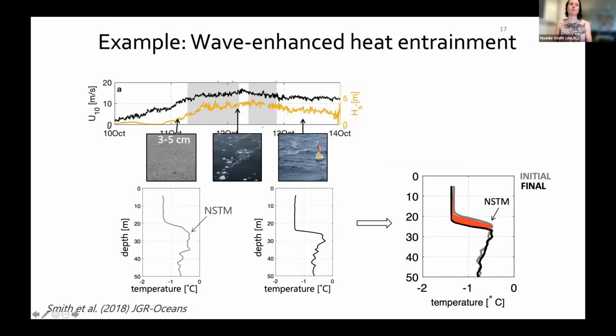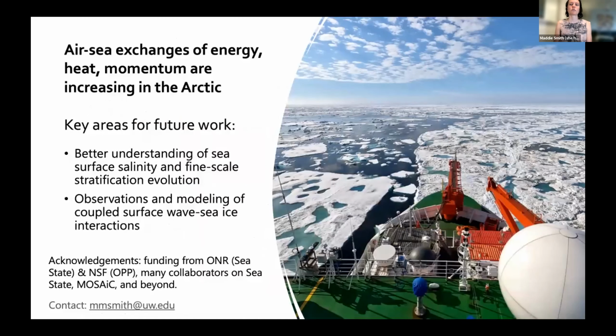We didn't see this change as clearly in areas of newly formed ice where waves weren't present. And this indicated that the energy input from waves has meaningful consequences for the ocean heat and the sea ice. And so the stratification in terms of heat and salinity not only has consequences for the ice, but also the fate of energy across the interface. So as a general conclusion, the air-sea exchanges of energy, heat, and momentum are changing and increasing in the Arctic with declining sea ice cover. And these are largely all connected.